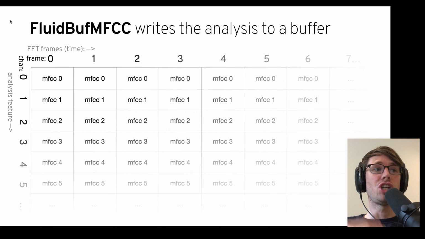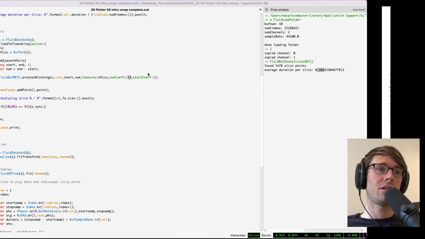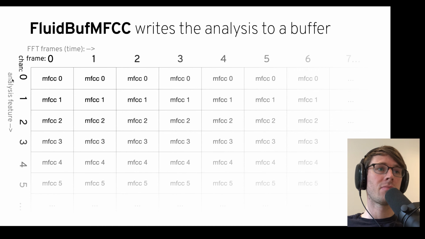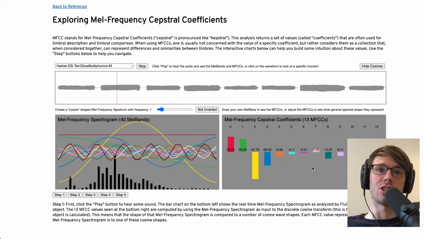It will have as many channels as there are MFCCs we asked it to return, and so since we said num coefs is 13, this will have 13 channels. It will have as many frames as there are FFT frames in the sound slice being analyzed, just like we did with buff spectral shape and buff loudness. And so now each one of these channels in the buffer is a time series of that coefficient and how it changes over the course of a sound slice, just as we can see these coefficients changing through time right here in the bottom right section.